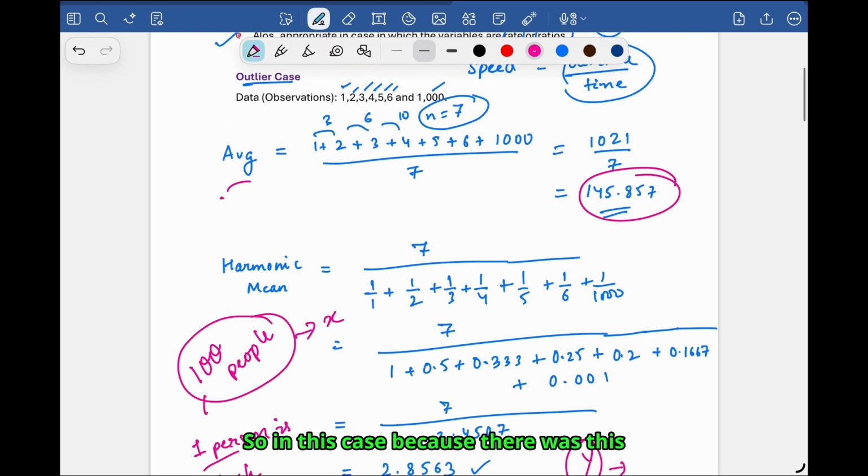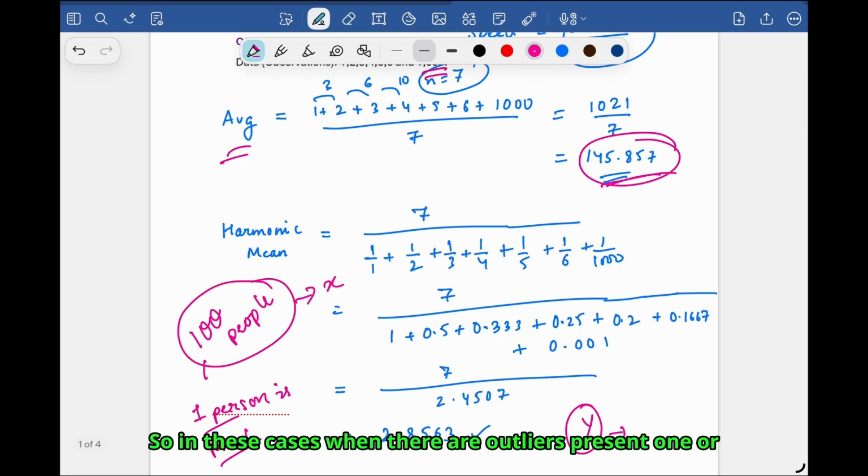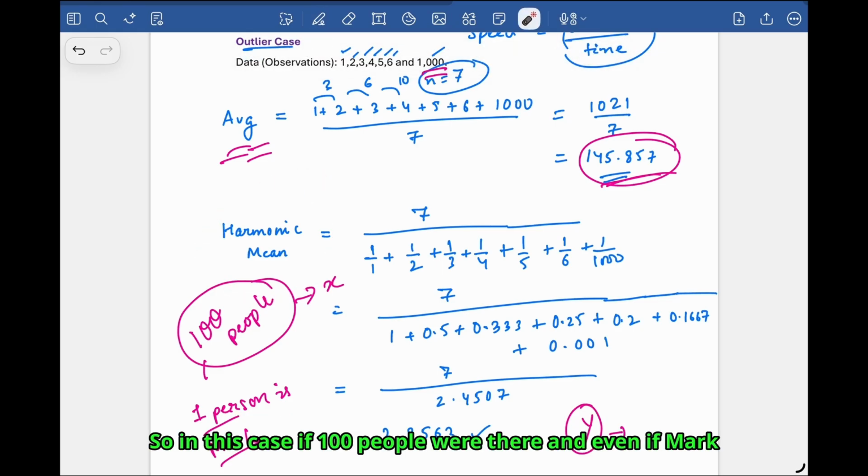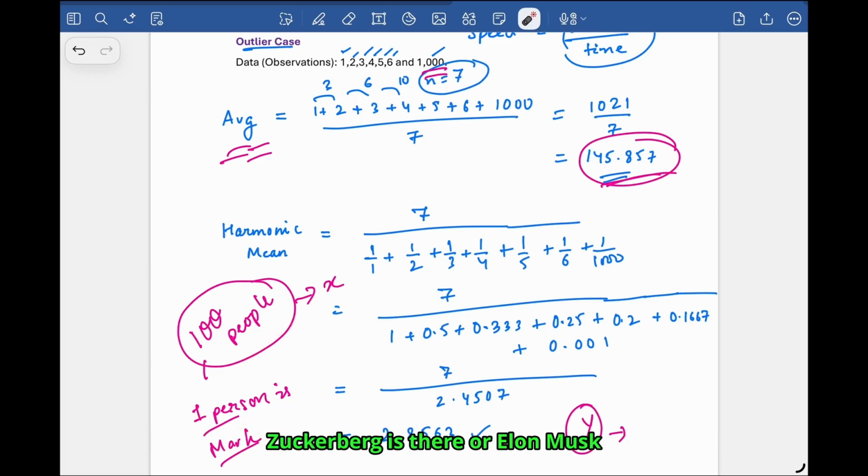So in this case, because there was this 1000 as an outlier, our average has gone up. When there are one or two extreme outliers present, you don't want to use the arithmetic mean, you want to use the harmonic mean. So if 100 people were there, and even if Mark Zuckerberg or Elon Musk is there, to calculate the average income or salary of these people, you should go with the harmonic mean rather than the average mean.